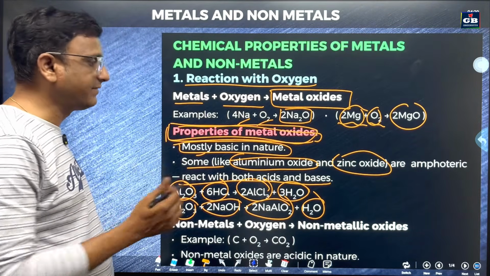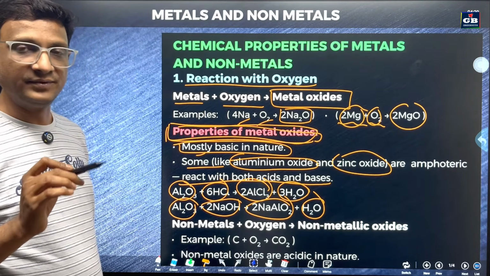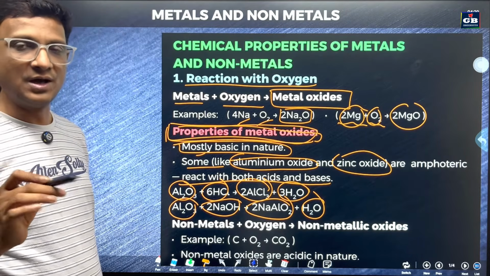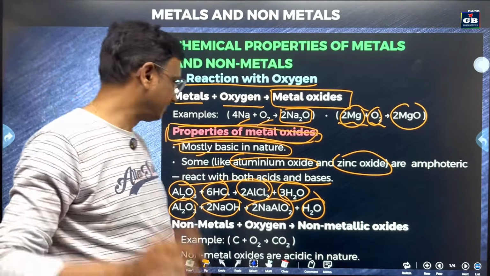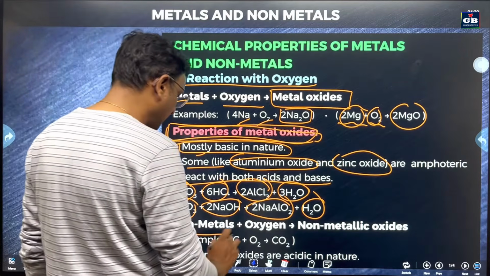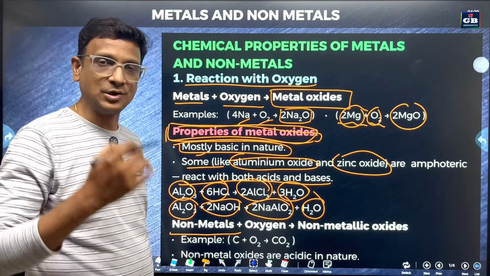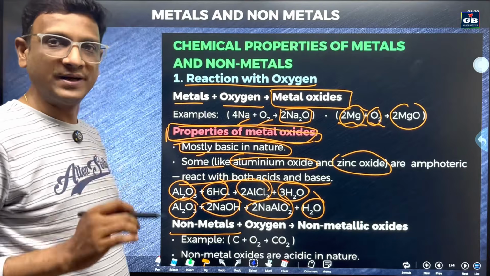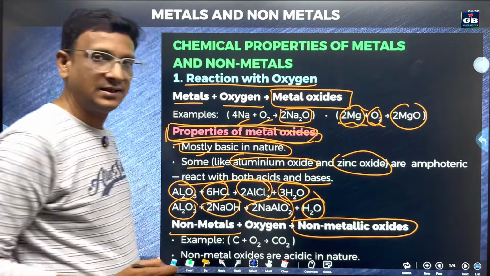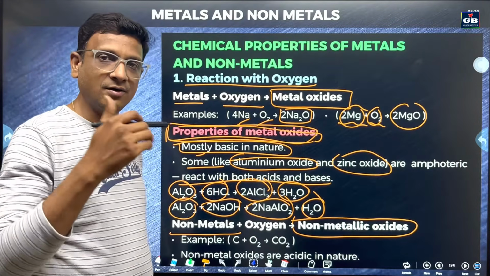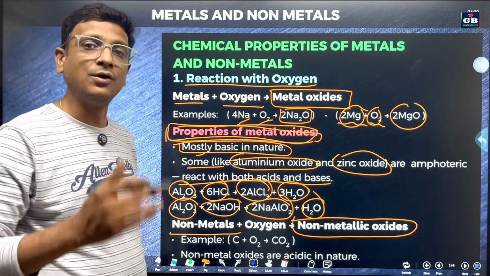So this is the reactivity of metal oxides. Here we are not only studying metals, we are studying metal oxides also. How is the metal oxide formed? When a metal reacts with oxygen, it forms the metal oxide. Okay. Now let us see non-metals. Non-metals also react with oxygen, not only metals. When a non-metal reacts with oxygen, it forms non-metallic oxides. When metal reacts with oxygen, metallic oxide. When non-metal reacts with oxygen, non-metallic oxide.